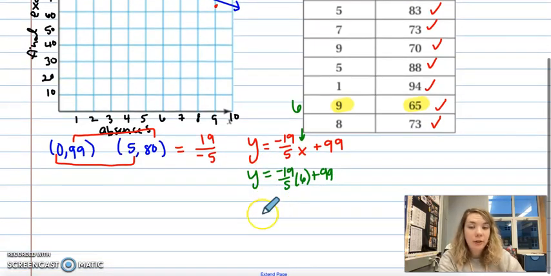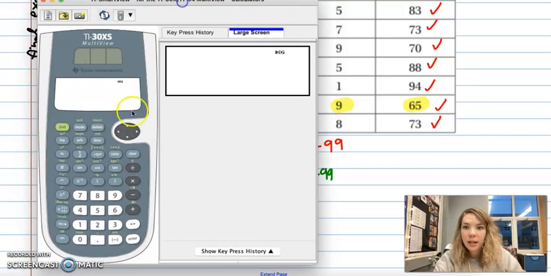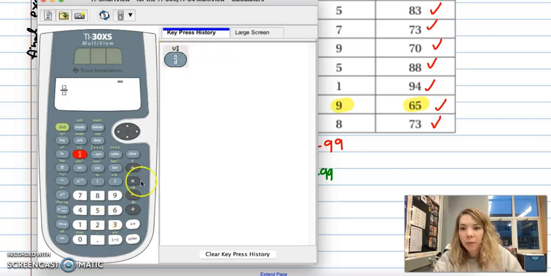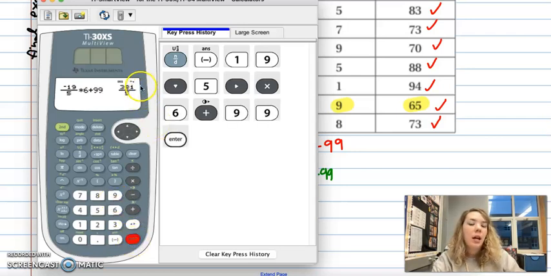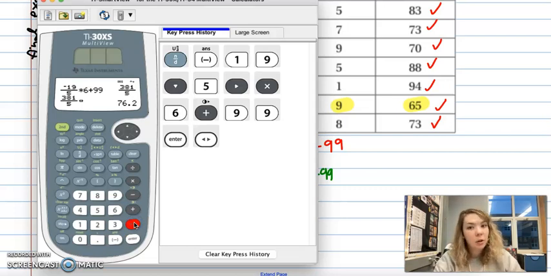And you can type that into your calculator. In fact, I'll pull one up and show you how to do that as well. All right, so our slope was negative 19/5. So fraction button here. You can see the buttons I'm pushing up here. Negative 19/5 times 6, and then plus 99, we would say a student with 6 absences. And when it gives you the fraction, to get the decimal, you can click the toggle button right above enter. And that switches back and forth between a fraction and decimal or vice versa. So we would expect them to get approximately a 76.2%.